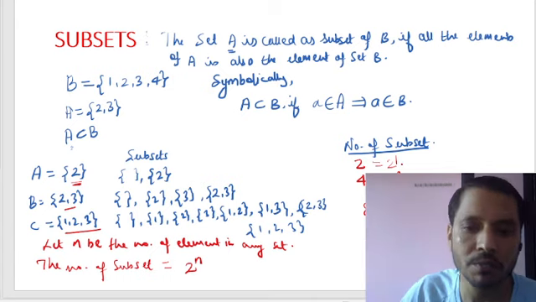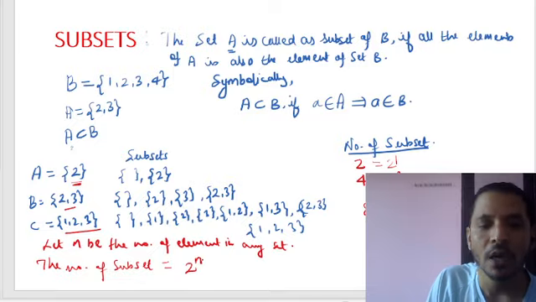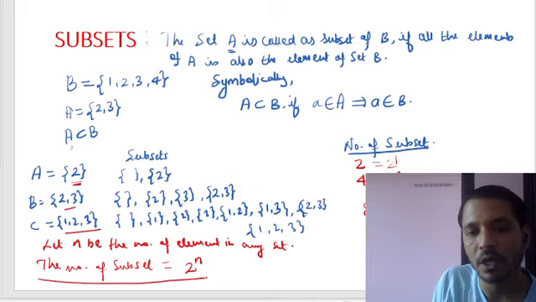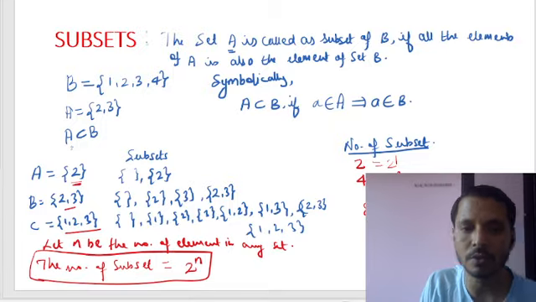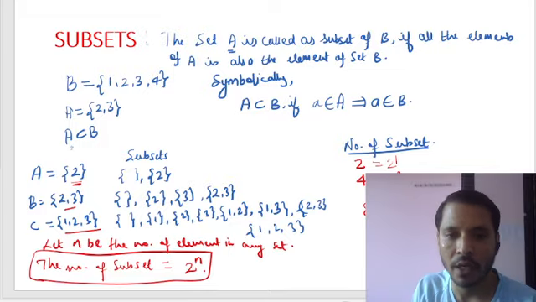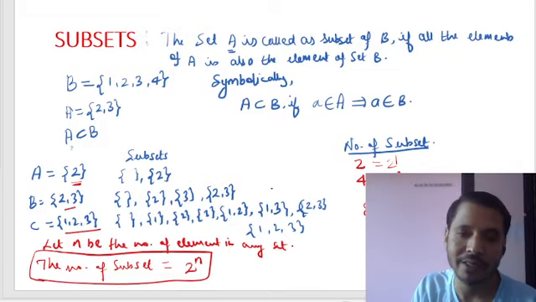So this is the concept of the subset. Here how many subsets are we getting? 2 to the power n. So this is one of the very, very important formulas. Directly we are going to use it in problem solving, right? So the number of subsets of any set is equal to 2 to the power n.